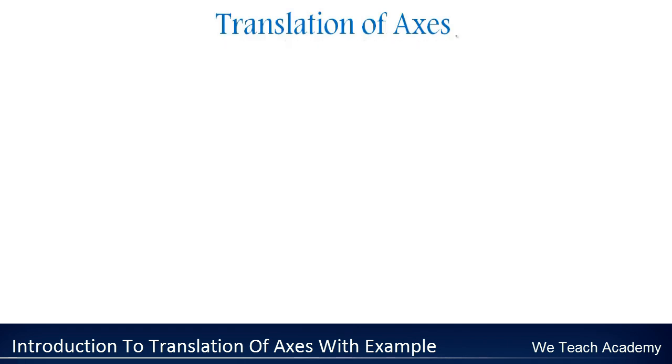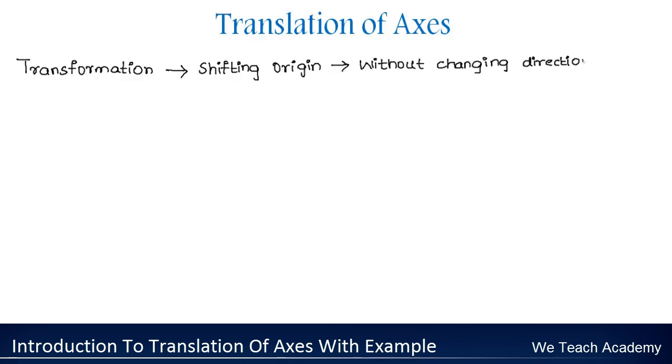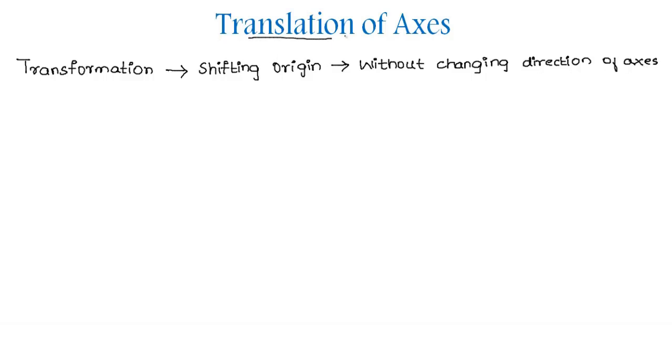In this video we are going to discuss translation of axis. The transformation obtained by shifting the origin to a given different point in the plane without changing the directions of the coordinate axis is called translation of axis. Now let us discuss the changes in the coordinates made by translation.